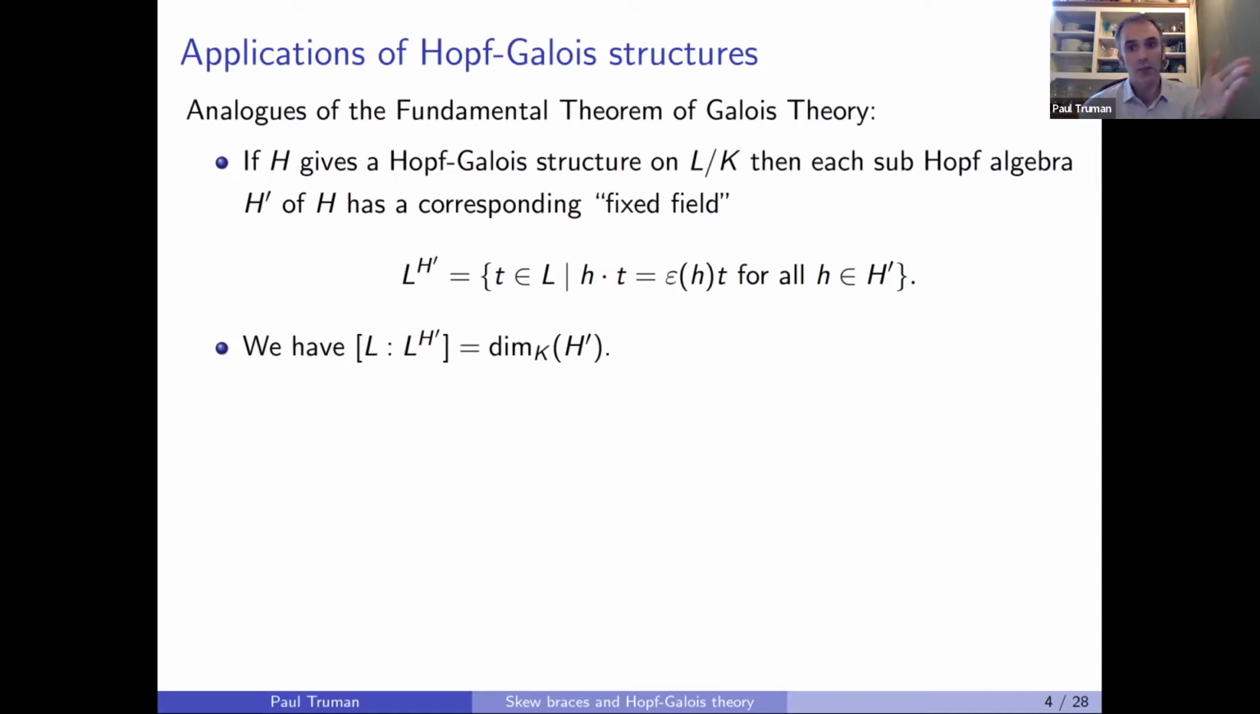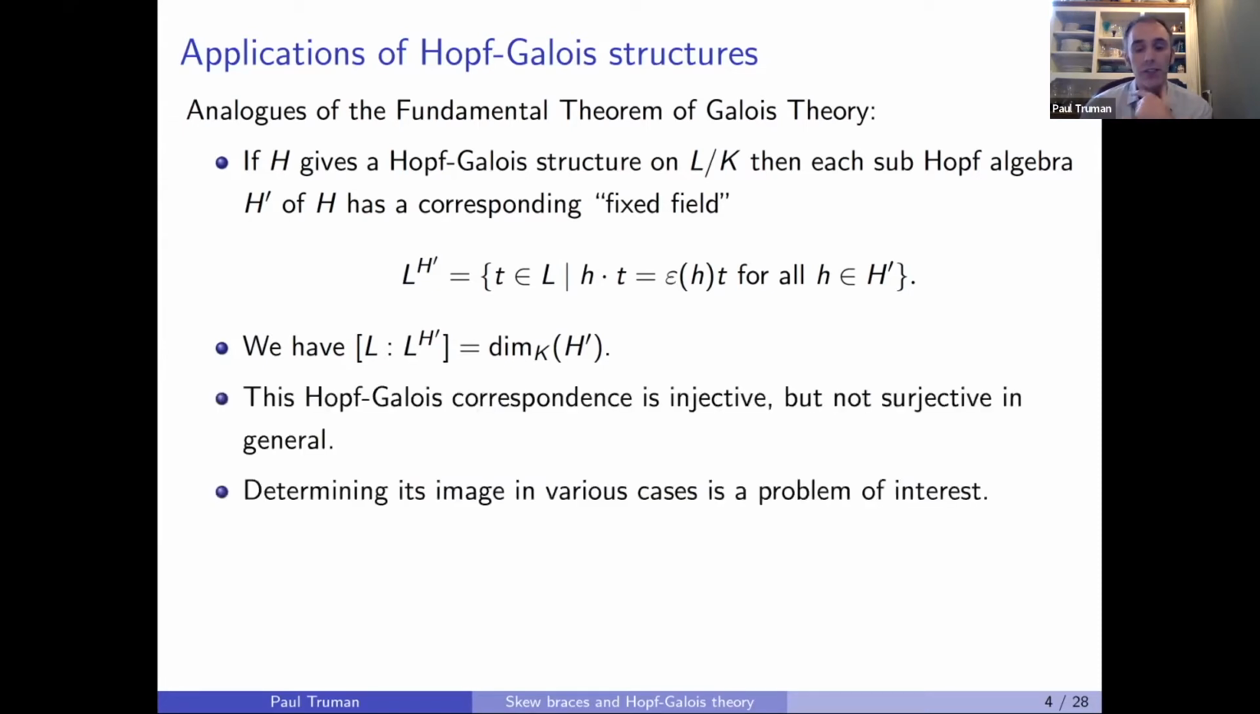So if I start with a Hopf subalgebra, then I can get an intermediate field, and there's some nice familiar sort of index type or dimension type calculations going on here. So the degree of L down to L fixed by H prime is the dimension of the Hopf subalgebra that you first thought of. So that's the analog of the usual fact from Galois theory about subgroups.